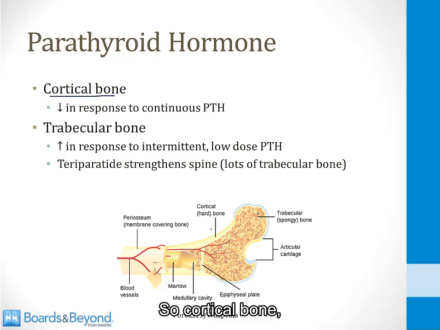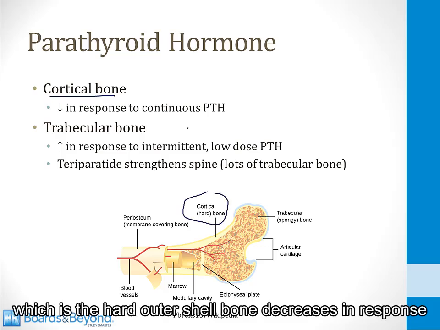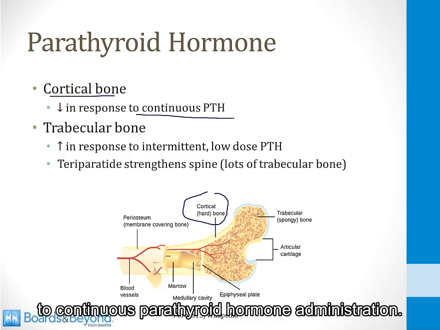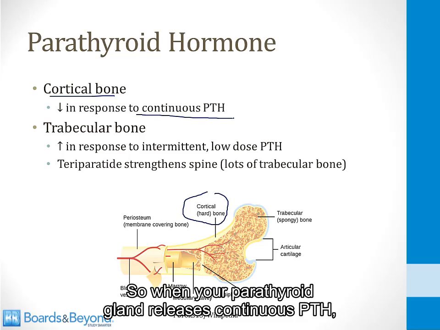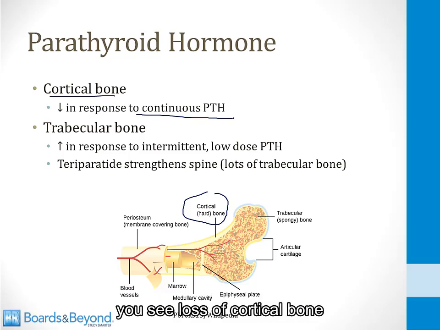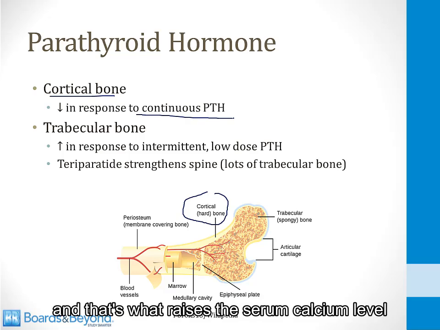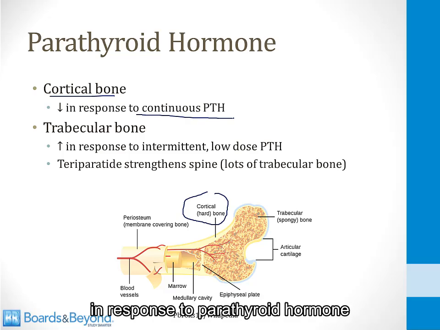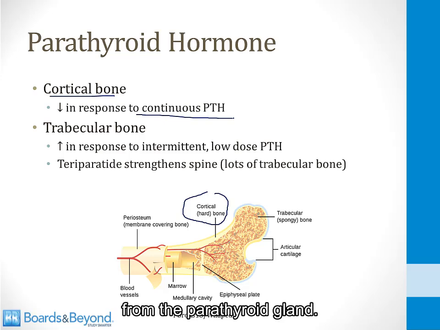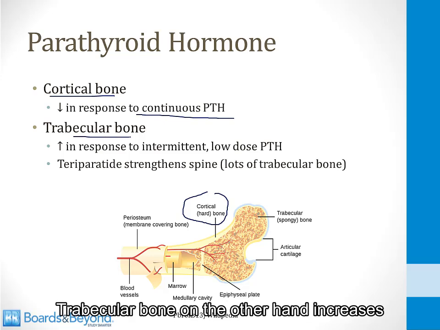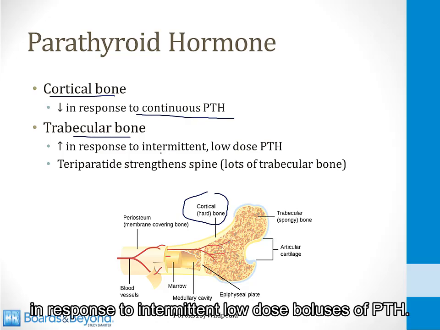So cortical bone, which is the hard outer shell bone, decreases in response to continuous parathyroid hormone administration. So when your parathyroid gland releases continuous PTH, you see loss of cortical bone, and that's what raises the serum calcium level in response to parathyroid hormone from the parathyroid gland. Trabecular bone, on the other hand, increases in response to intermittent low-dose boluses of PTH.